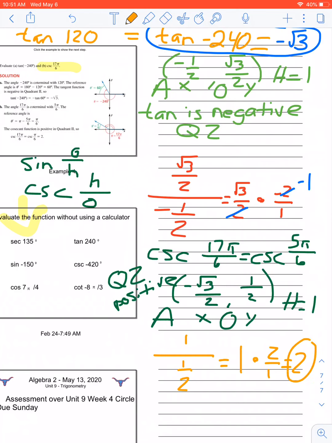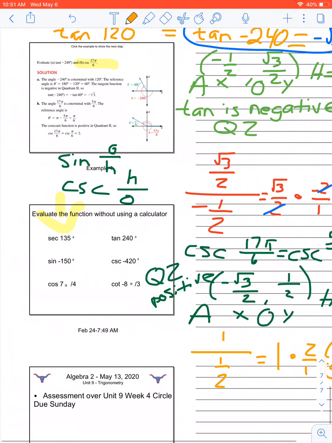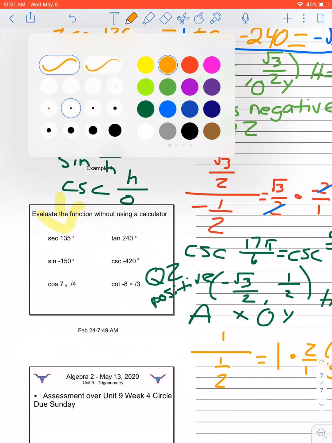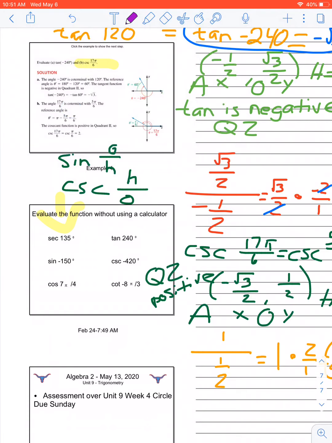Okay? Hopefully we're kind of understanding that. We're just plugging into what the trig functions are and then simplifying them down. Well, let's do a simpler one. Let's do cosine of 7 pi over 4. Okay? Because I just did some ones that are pretty complicated, so let's do this one right here. Cosine of 7 pi over 4.